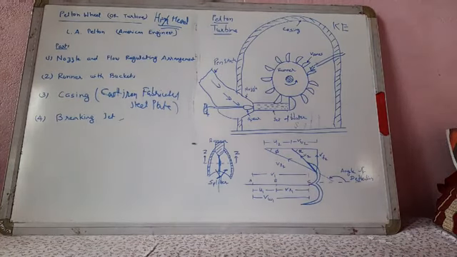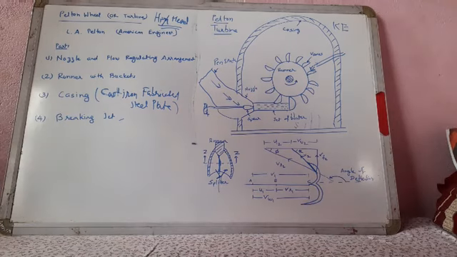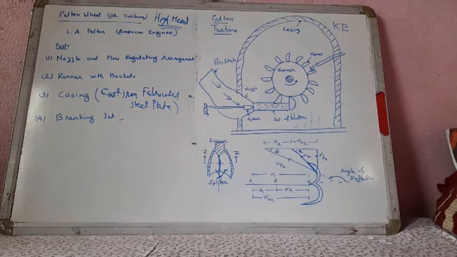One thing I want to discuss again is the runner with buckets. The jet of water strikes the splitter. The splitter divides the jet into two equal parts, and the jet comes out at the outer edge of the bucket. The buckets are shaped in such a way that the jet gets deflected through 160 to 170 degrees. The buckets are made of cast iron, cast steel, bronze or stainless steel depending upon the head at the inlet of the turbine.